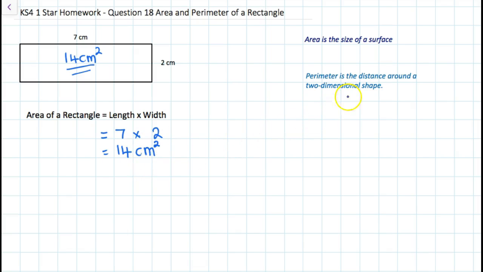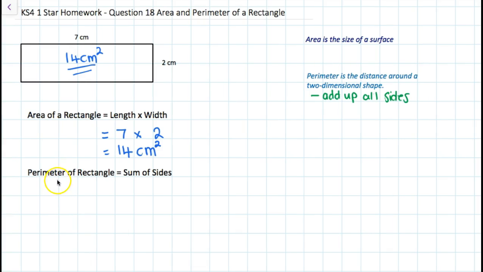Moving on to the perimeter, what you're basically doing in any shape is adding up all the sides. Okay, so I'm going to put a little note next to here, so add up all sides. So the perimeter of the rectangle above, sum of all the sides, so we need to remember that we've got 7 centimetres across that side, and that would mean we've got 7 centimetres across the bottom.